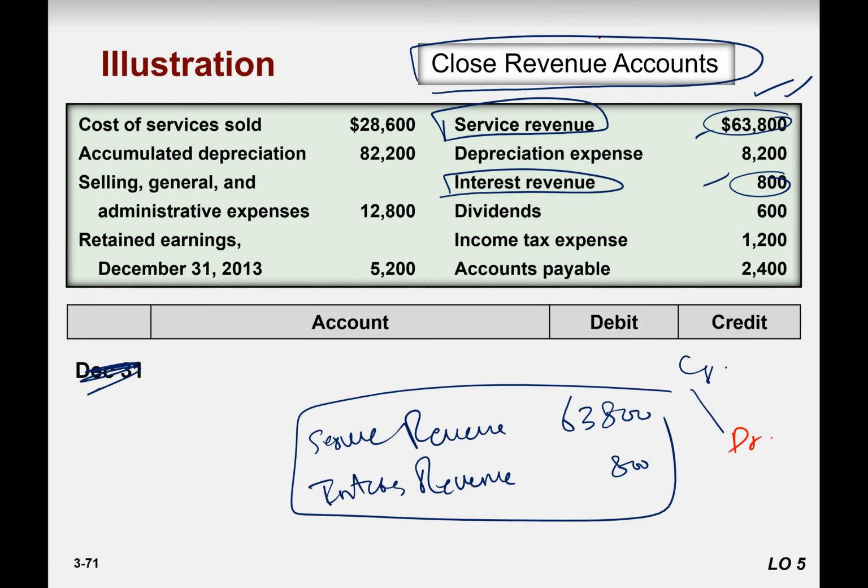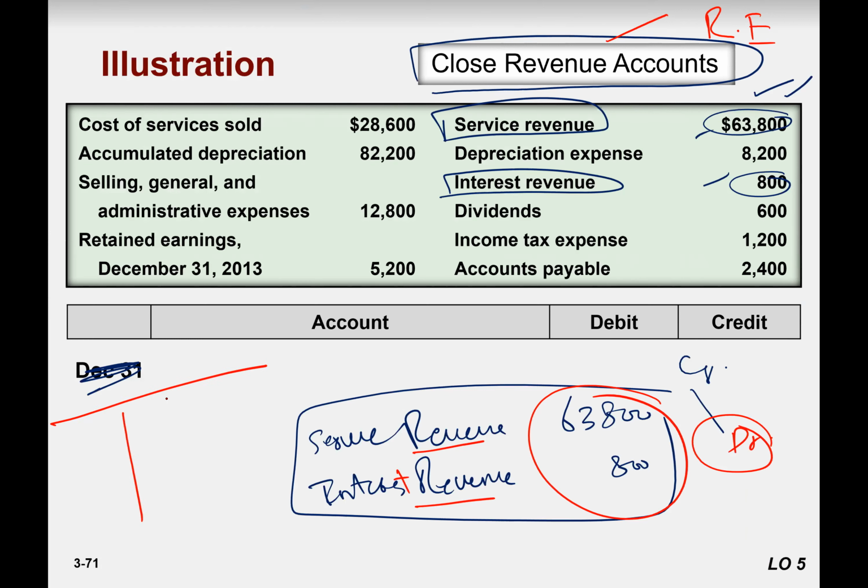And we know that revenue account belongs to retained earnings. So can we make the entry? Yes. We make a reverse entry. Previously, we made this service revenue and interest revenue as credited, but now we are making this reverse entry to debit. And the logic behind that is, because we already created this one, if this is revenue account and 800 here, so we have to make the exact same amount on the debit side, right?